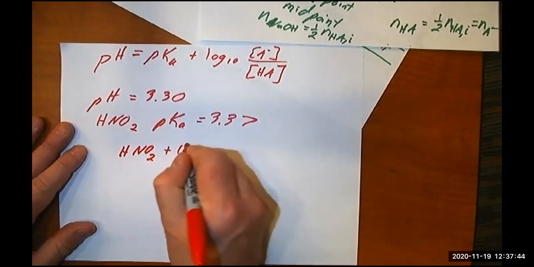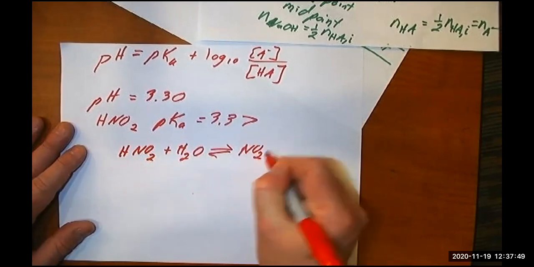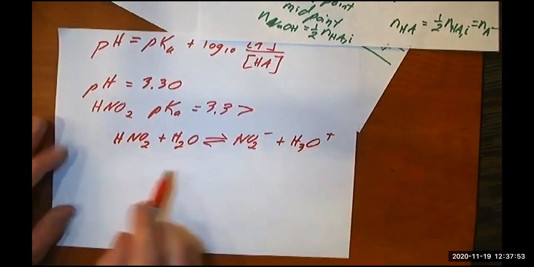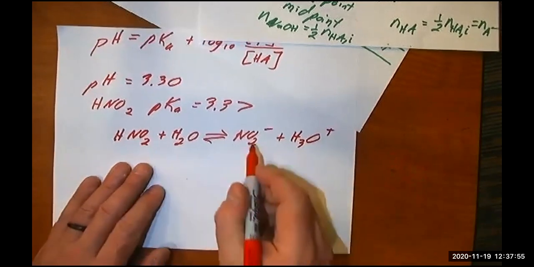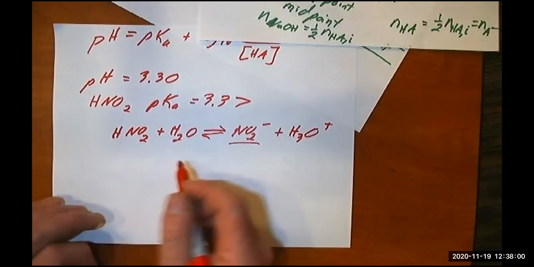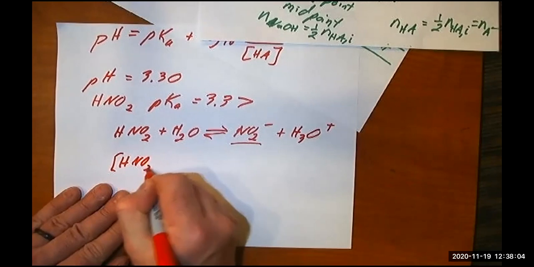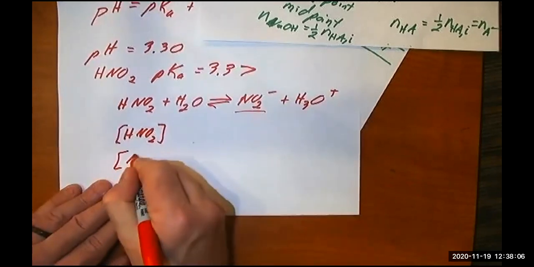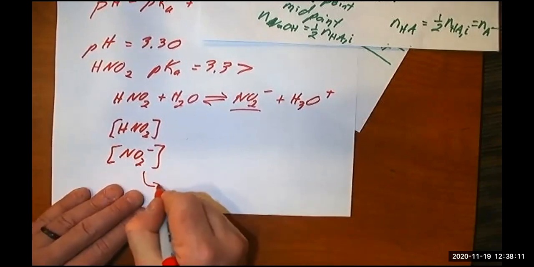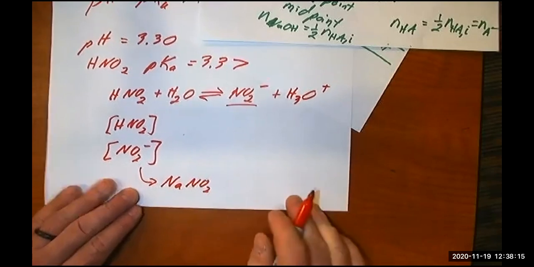HNO2 plus H2O is in equilibrium with NO2 minus plus H3O plus. So we see what the conjugate base is, NO2 minus. We are going to make our solution such that we have some amount of HNO2 and some amount of NO2 minus, which we probably would get from something like sodium nitrite.